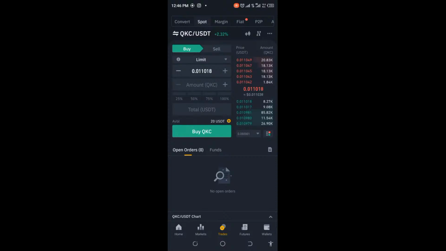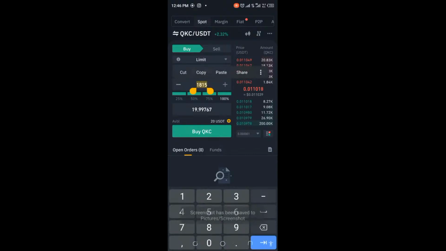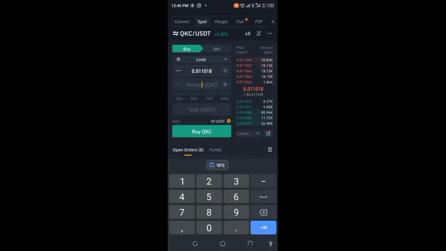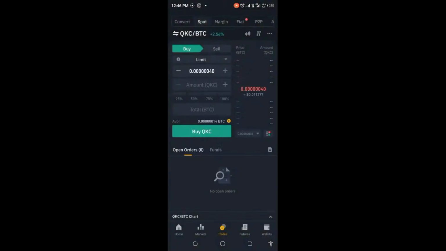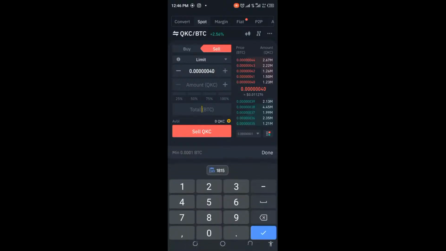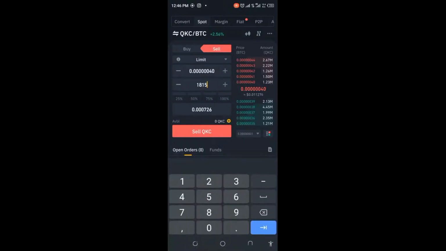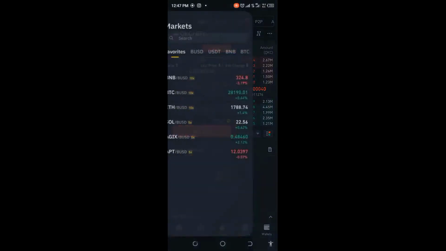We need to buy 100%. Okay, it's not picking up everything. It's just doing 19.99. That's 1815. Let's check that out. So copy that. Go straight to BTC. Okay, are we still good? And then we'll sell that to BTC. Then you put in there the QKC. Let's see. Okay. Then we'll copy the BTC and let's go see what this is going to give us.